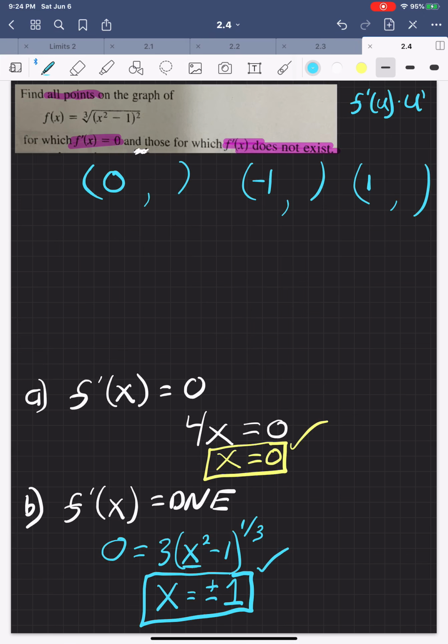I'm going to leave this the way it sits. It's all you on your own time. You can plug 0 in for x, plug negative 1 in for x, plug positive 1 in for x, and that would give you everything you need to answer this question.